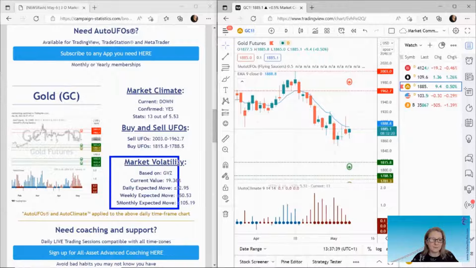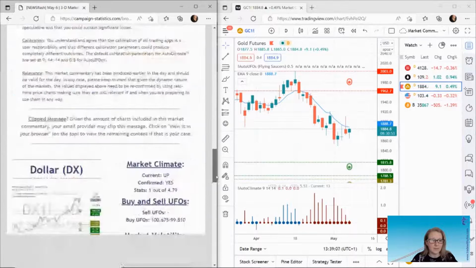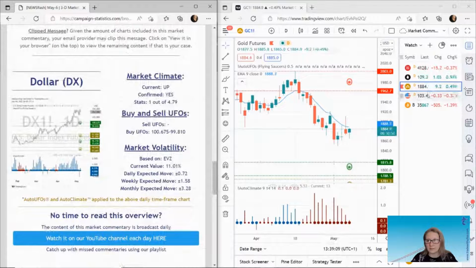Okay, in terms of volatility, we would expect in 1 year, gold would move up or down by 19.36%. In a day, that's 22.95 points. In a week, 50.53 points. And in a month, 105.19 points. Up or down. So that's gold. Now the next market is the US dollar.